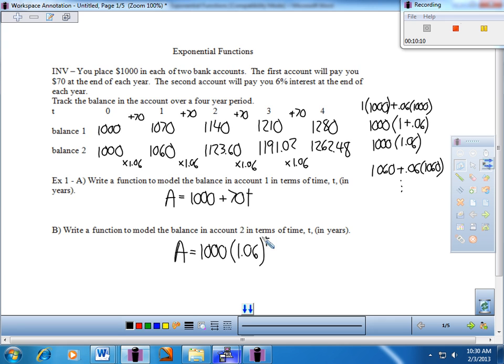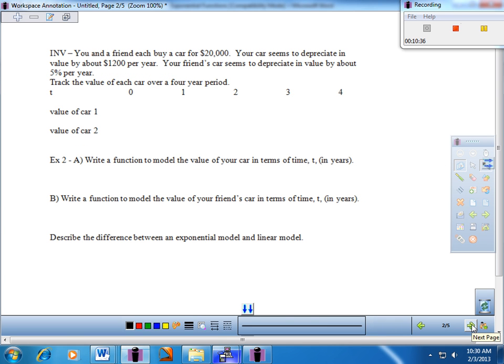Let's go get the decay. Again, totally contrived, but I think the math really works out nicely. So number 2. You and a friend each buy a car for 20 grand, conveniently enough. Your car seems to depreciate in value by about $1,200 per year. Your friend's car seems to depreciate in value by about 5% per year. By the way, a typical car decreases in value by about 15 to 20% per year. So this really doesn't have any bearing on this problem. It's just, as I said, very contrived, but it's just to get the math.